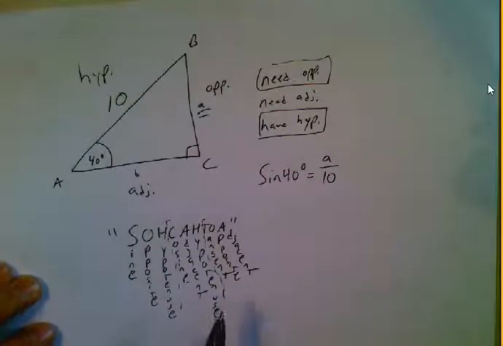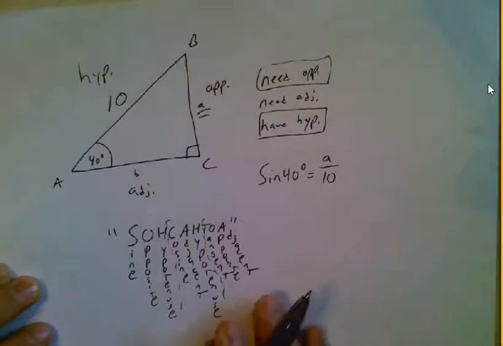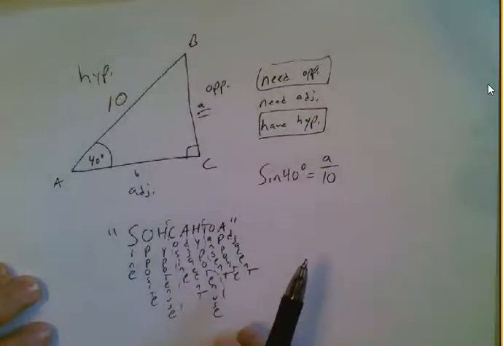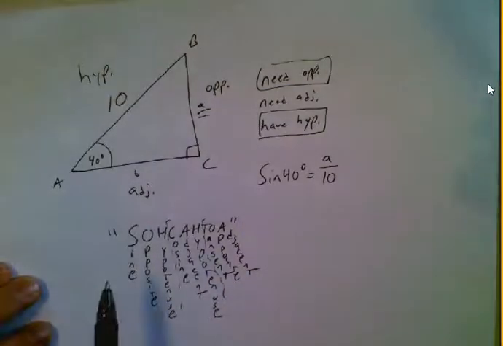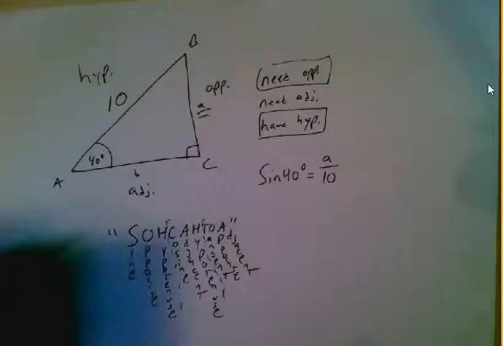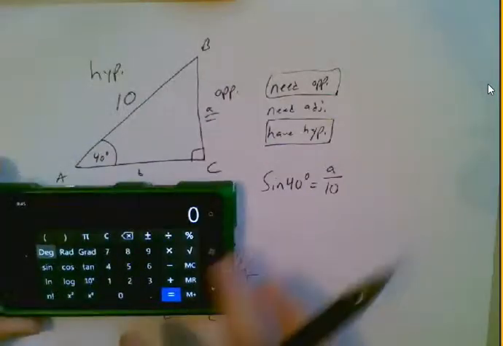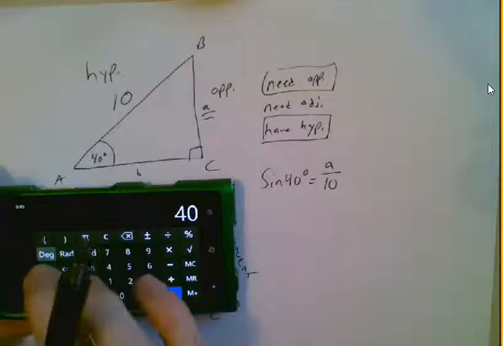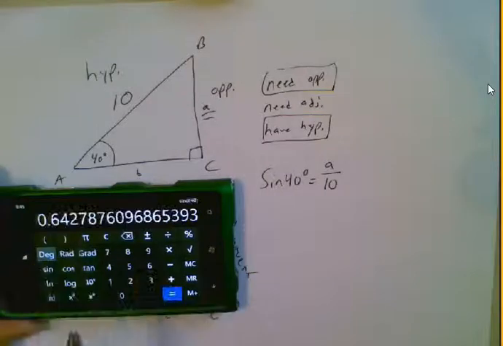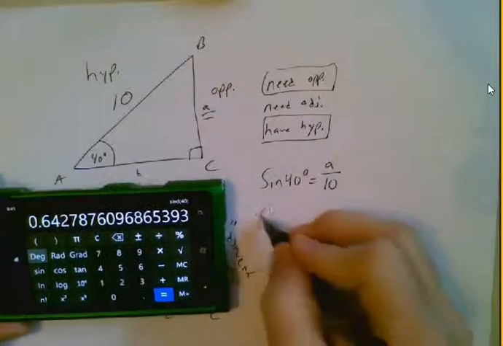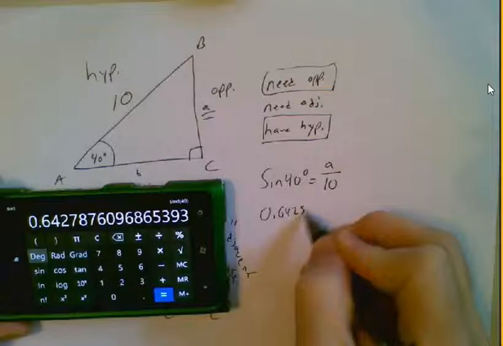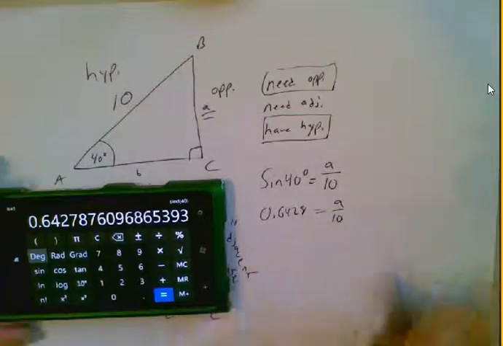If you did any of the tangent stuff that we learned last week, then this should be really easy to solve. It's just a different ratio instead. So at this moment, I'm going to get the sine of 40 degrees. I'm going to hit the sine button instead of the tangent button. And then I get 0.6428 equals A over 10.